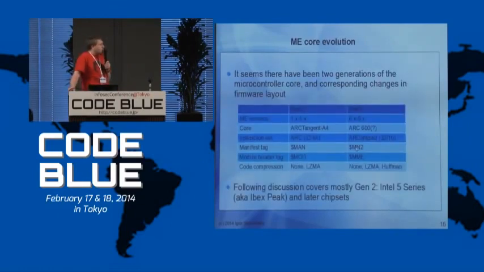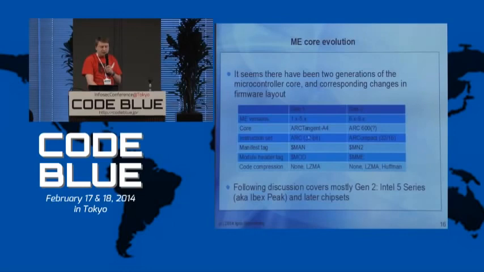Now, I analyzed many different versions of the ME firmware, and it seems that there have been two generations, so to speak. They use different instruction sets. They use a different layout of the firmware parts of the code partitions. Here I just summarize a bit their differences.